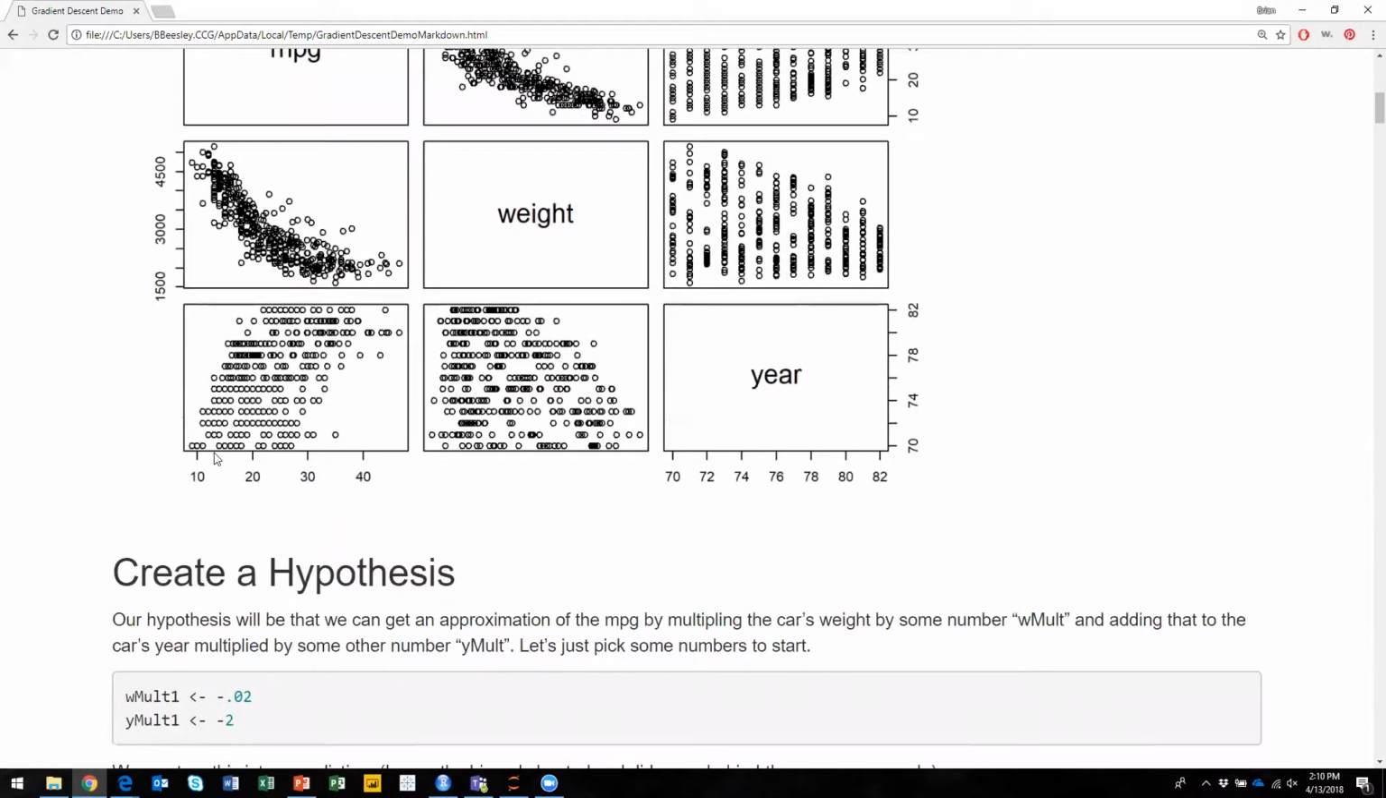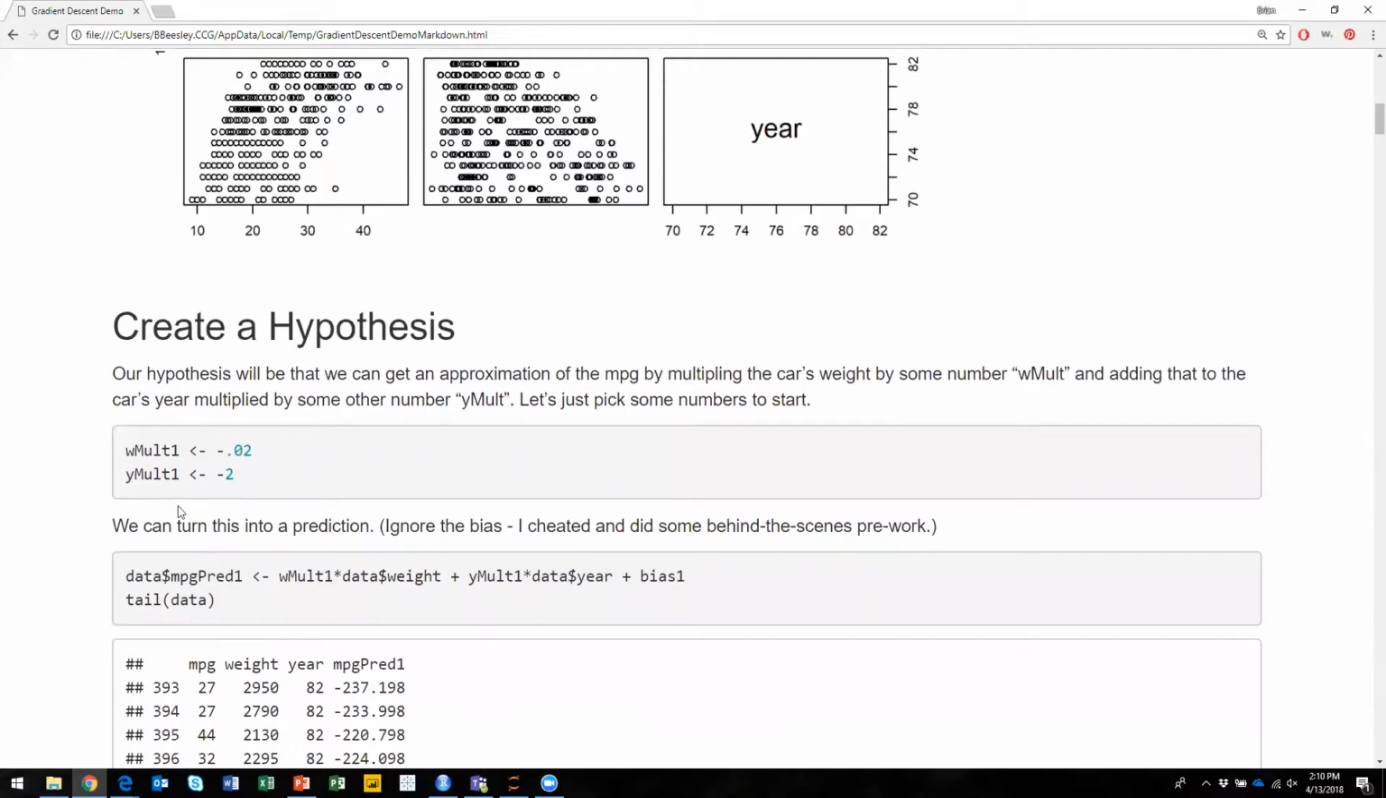And so we're going to start by creating a hypothesis. Our hypothesis is that if we multiply the weight times some number, and we multiply the year times some number, and we add those two things together, we'll get a prediction for our miles per gallon. We're going to start with multiplying the weight times negative 0.02. We're going to multiply the year times negative 2, and that's going to get us our prediction.